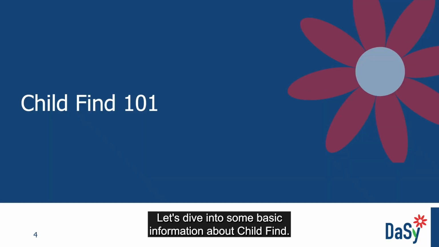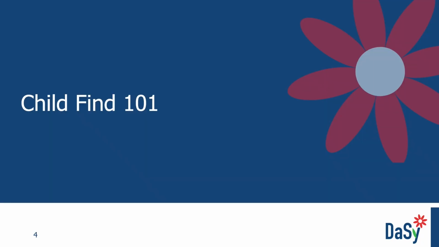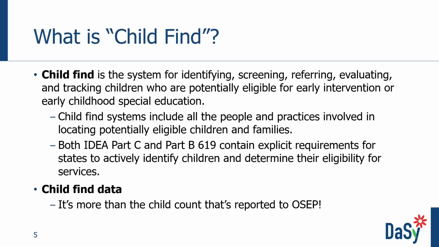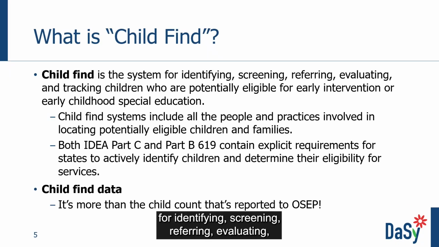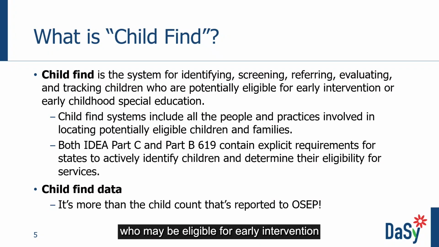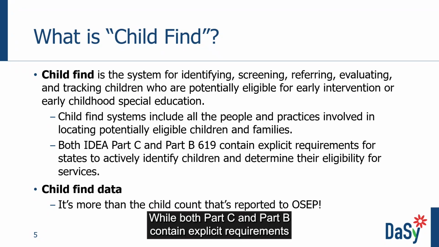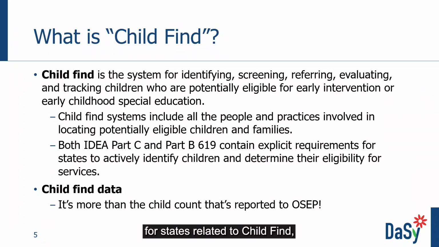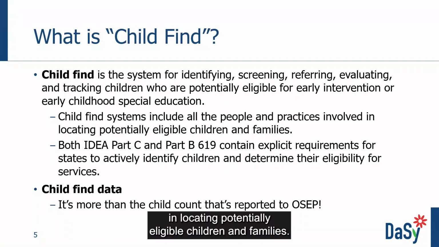Let's dive into some basic information about Child Find. Child Find is the system for identifying, screening, referring, evaluating, and tracking children who may be eligible for early intervention or early childhood special education. While both Part C and Part B contain explicit requirements for states related to child find, these systems include all the people and practices involved in locating potentially eligible children and families.